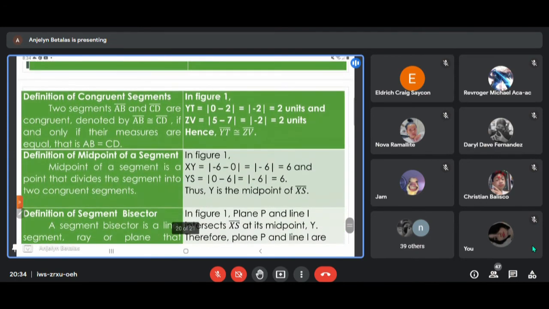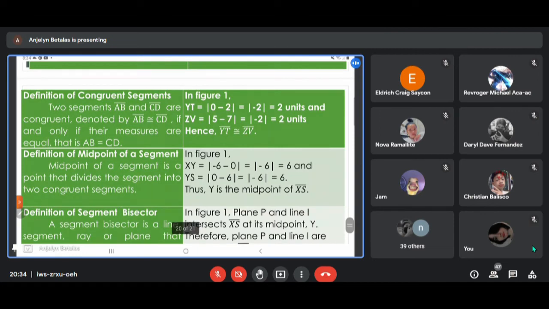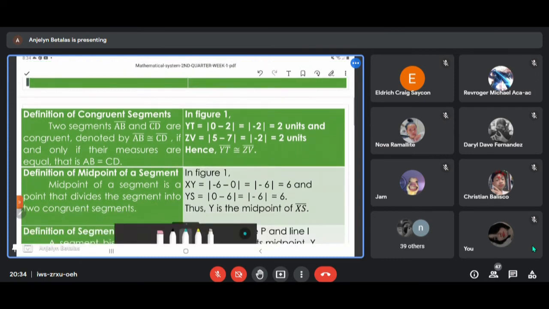Okay, definition of congruent segments. Two segments, segment AB and segment CD, are congruent. Segment AB is congruent to segment CD if and only if their measures are equal, so you can say that the length of segment AB is equal to the length of segment CD. To make the difference in congruent segments clear, in if-then form: if two segments have equal lengths, then they are congruent.